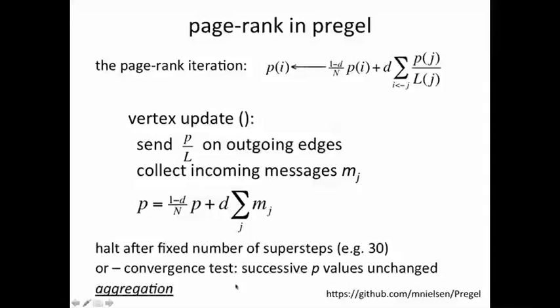On the other hand, we could conduct a convergence test to make sure that successive p values are hardly changing at all. But then we have to do a little bit more than is provided by the Pregel model that we have covered so far, which is that we have to see whether the maximum difference between successive values across all vertices is still small, and that is the process of aggregation. Pregel allows for aggregation, though we are not going to cover that feature in much detail here. I will cover it shortly.